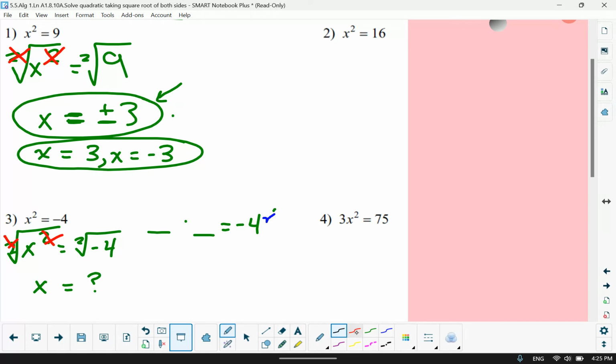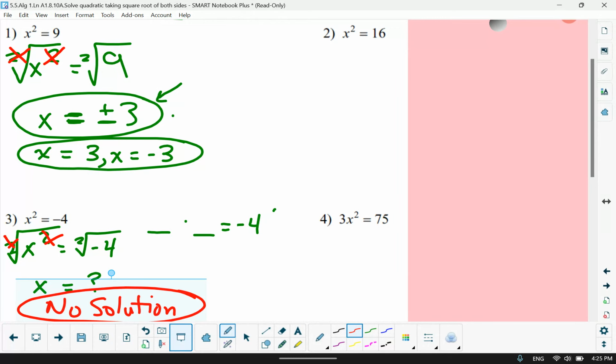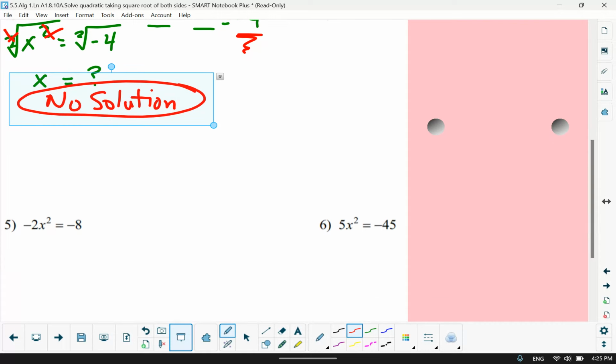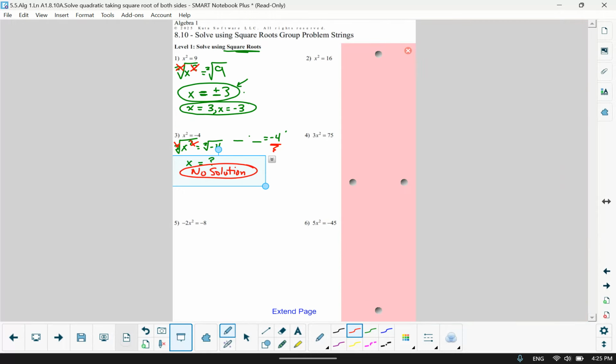In fact, there's no such answer. There's no possibility. And when there is no possibility, we know what to write. We're going to write no solution for number 3. There will never be a number times itself that would give us a negative 4. Impossible. On to number 5, wait a second. What's up with number 5?